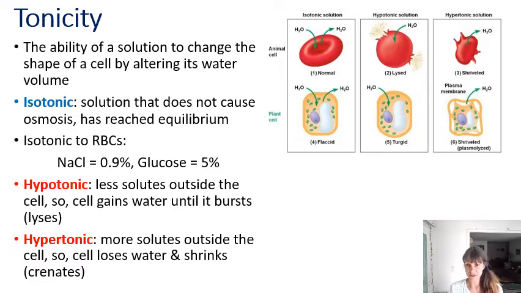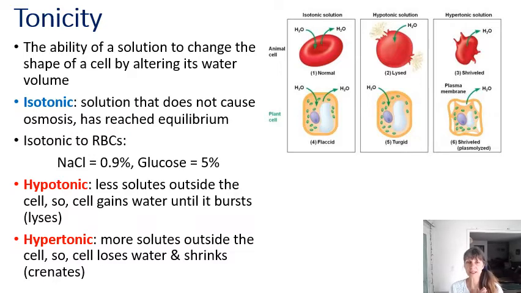We know that there are different solutions that are isotonic to red blood cells, including a 0.9% sodium chloride solution and a 5% glucose solution. Those are isotonic to our red blood cells. What happens if we put a red blood cell in a solution? Notice we're using tone to describe the solution.